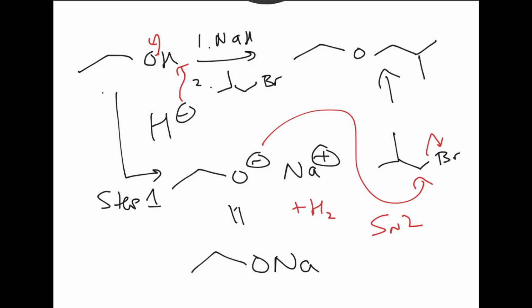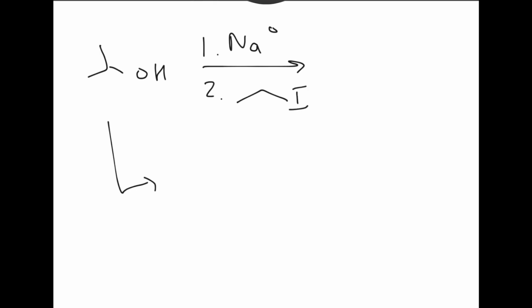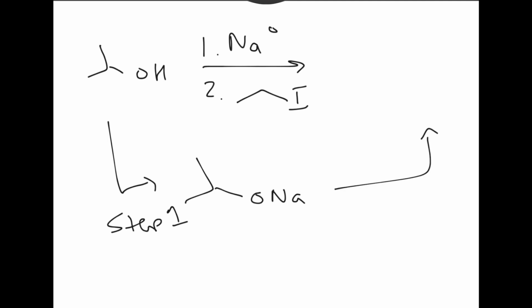Now, if you have same thing or something similar, and you use just sodium metal, what happens here is you end up with, again, a sodium alkoxide, which is your step 1. And then once you're at that point, it's the exact same thing. You just got to the same O minus 2 different ways. One with sodium hydride, one with sodium metal. And then you're going to displace and make your product.